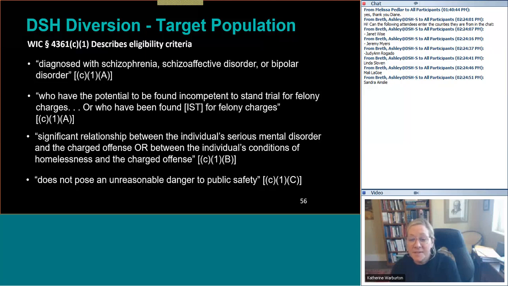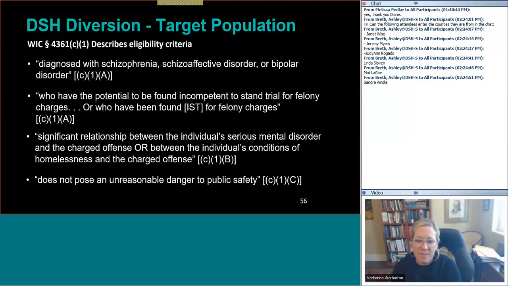These are people who have the potential to be found incompetent to stand trial or who have been found incompetent to stand trial. And there's a significant relationship between the serious mental disorder and the charged offense, or between the individual's conditions of homelessness and the charged offense. So I hope you can see these criteria that we've developed are to target the people in the cases I showed you and to target the people in the research that I showed you. We're trying to capture people who were arrested because they were untreated and unsheltered and get them into meaningful care in the community rather than have them go on that cycle that I just showed you.